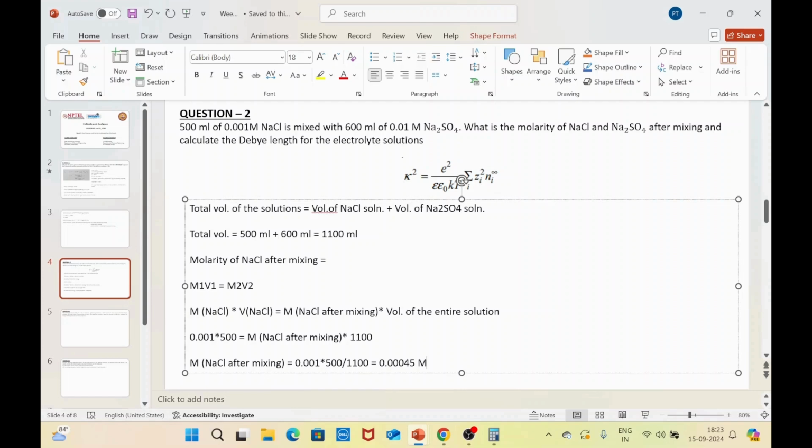Now similarly, can you calculate and let me know what will be the molarity of Na2SO4 after mixing? Same process.